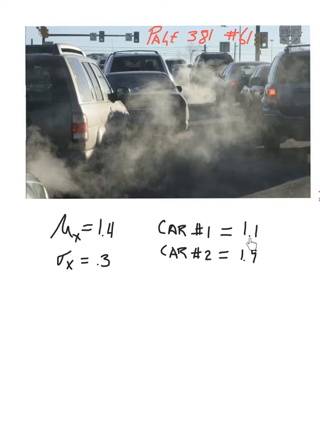So car 1 that they look at is a little bit below average as far as the emissions, and car 2 is pretty bad. It's much higher than the average, more than one standard deviation out. So the mechanic says, well, what's the possibility that I would get these two cars? So we're going to look at the difference between the two cars. Now, what we're going to do is subtract these two, and the difference between them is 0.8.